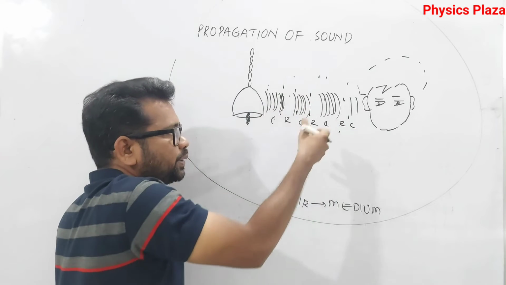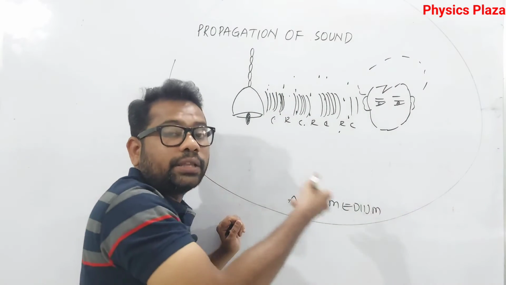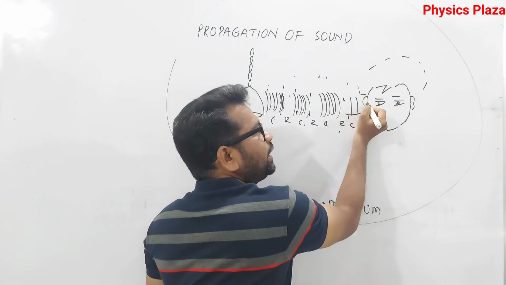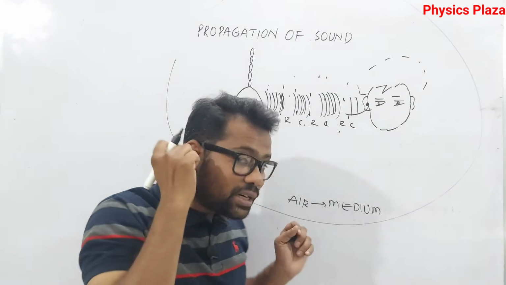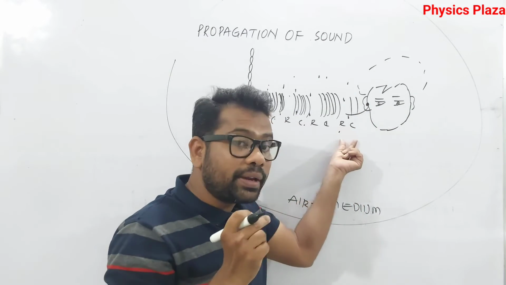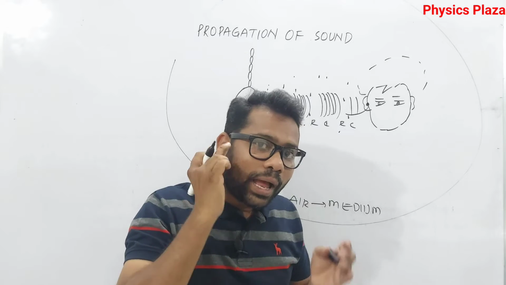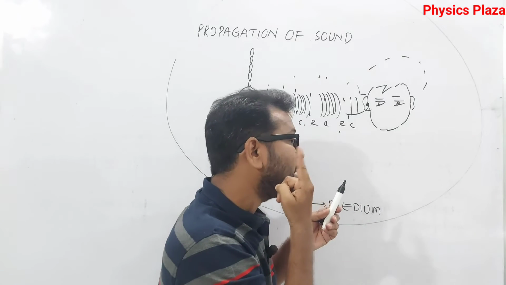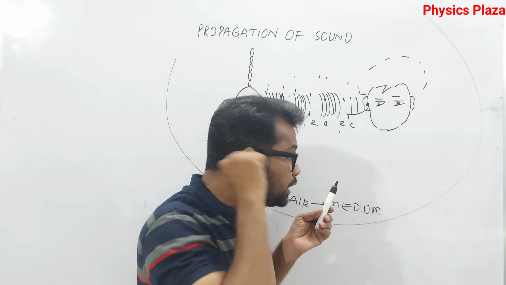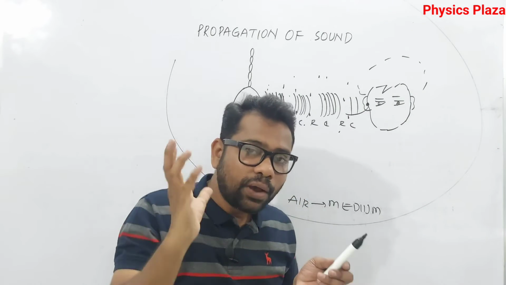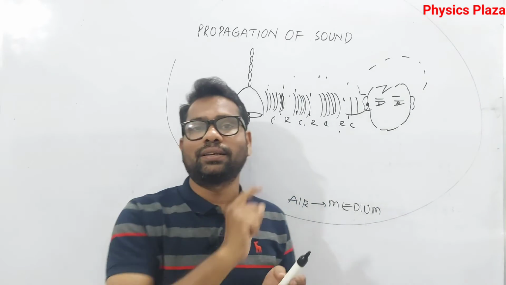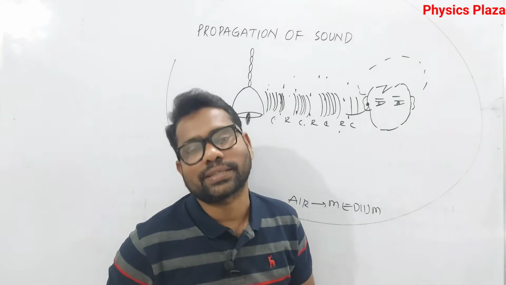So this disturbance, whatever is carried in the form of compression, rarefaction, finally it will reach the ear. That is the eardrum. And this disturbance will disturb the eardrum, and accordingly our eardrum also starts vibrating. Those vibrations are sent to the brain in the form of electric pulses where the decoding will take place, and we can understand that disturbance, that sound.